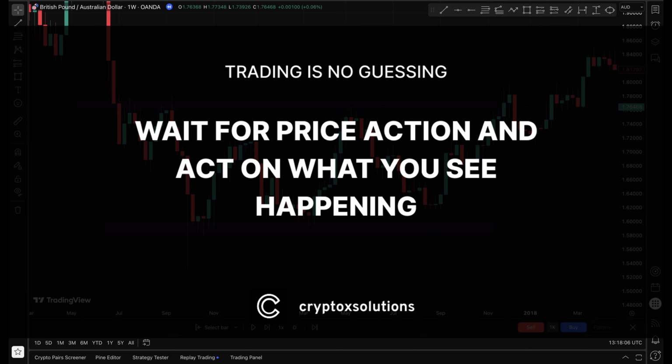Trading involves zero guessing. You simply look for the right price action and act on what you see. That's what technical analysis is in a nutshell.